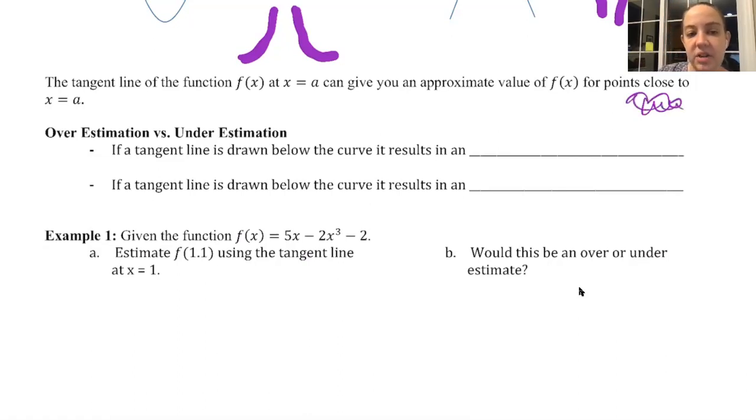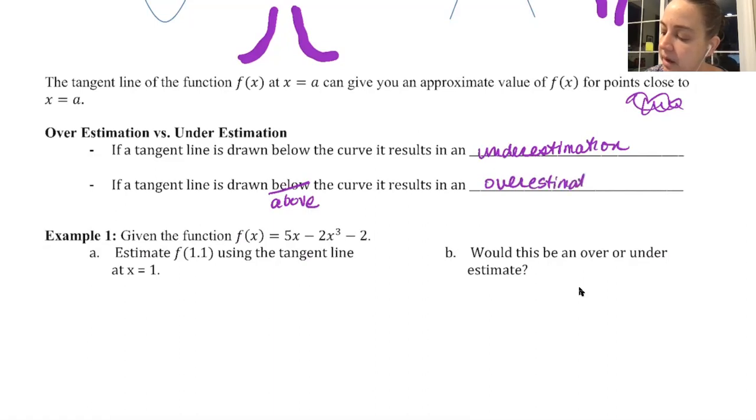So overestimation versus underestimation. If a tangent line is drawn below the curve, it results in an underestimation. However, if the tangent line is drawn above the curve, it results in an overestimation. Now, what does that look like? I'm kind of a picture person here.